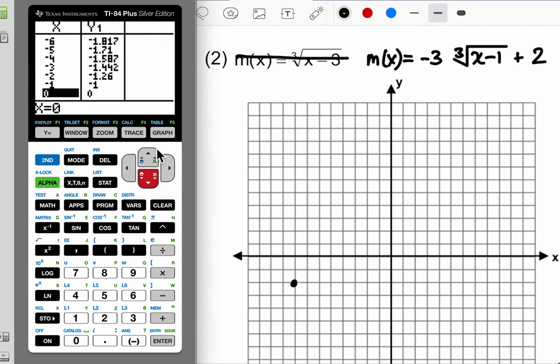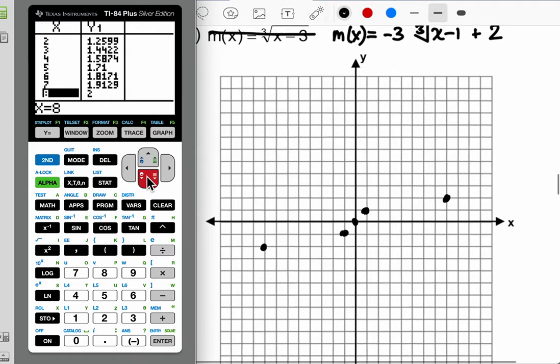Then I'd go down the line, I see -1, -1. This is all in the table on the previous page. 0, 0, 1, 1. Then skip all the decimals. You can plot them if you want, but it makes things complicated. I lost track. 1, 2, 3, 4, 5, 6, 7, 8. 8, 2. All right. So that's my parent.